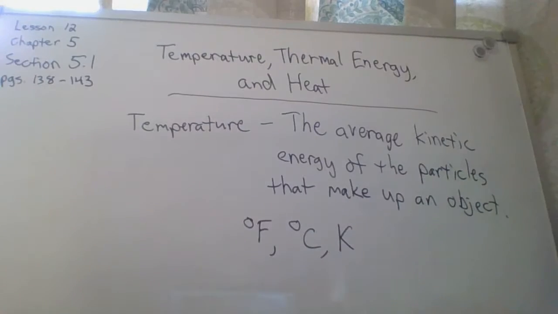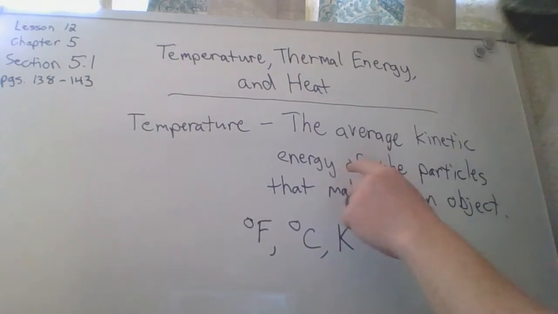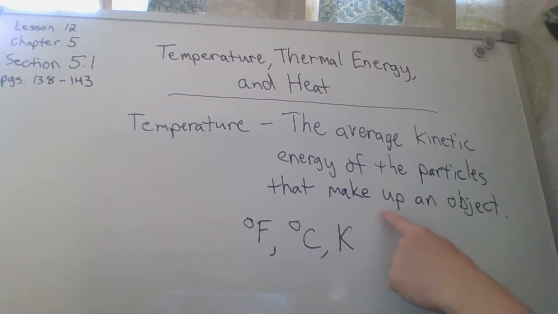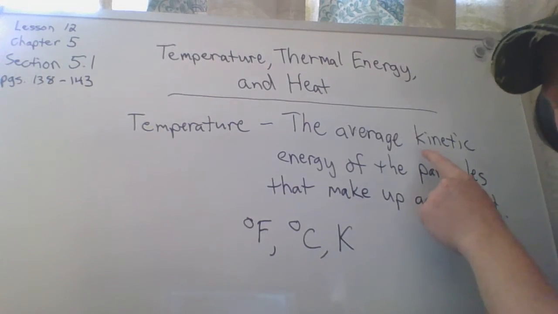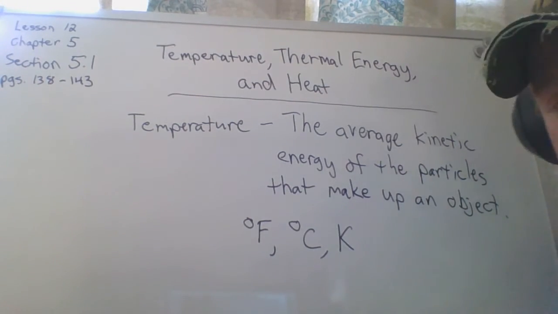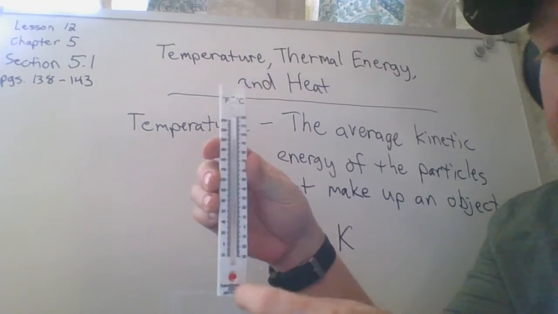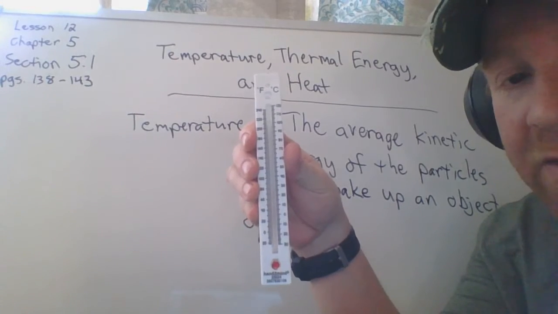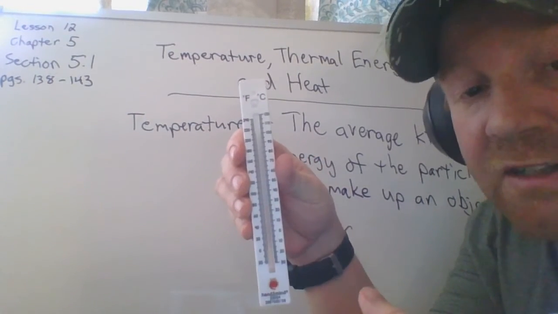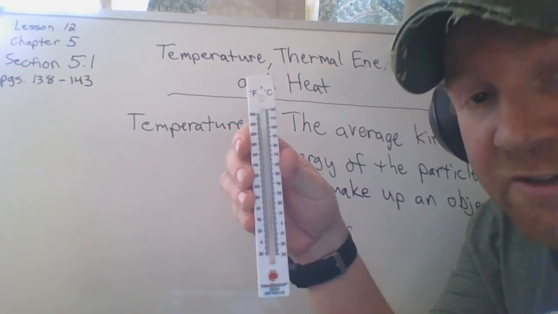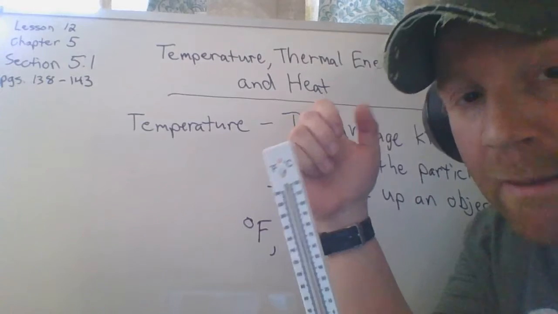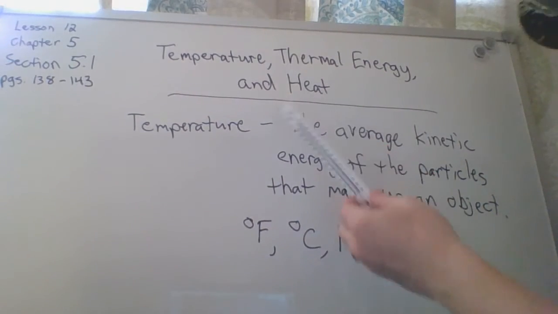What is temperature? Temperature is defined in your book as the average kinetic energy, a measurement of the average kinetic energy of the particles that make up an object. It's how much the particles are moving on average. Once again, with the thermometer, you have particles slamming into this. We can't see them, but we know that they are. If the particles were moving faster, let's say hot air, that would make the temperature increase. But again, temperature and heat are not the same thing.